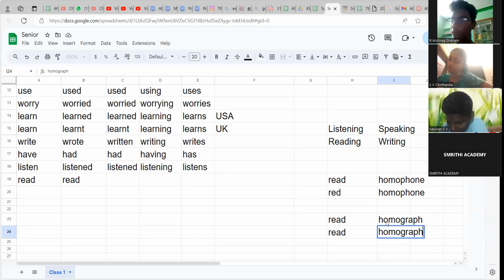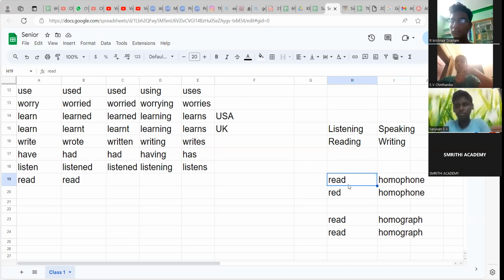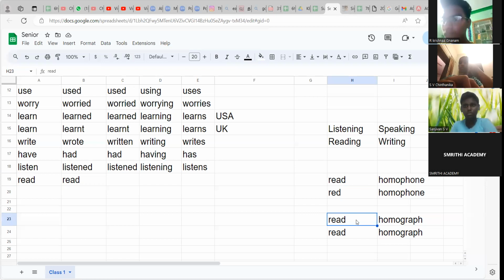Homograph. Very important. This is also big in English exams which you are going to face after your graduation. They will talk a lot about all these words. Homophone means same sound. Read, look at the red, red, red. But here it is different pronunciation. Read, red, but same word.